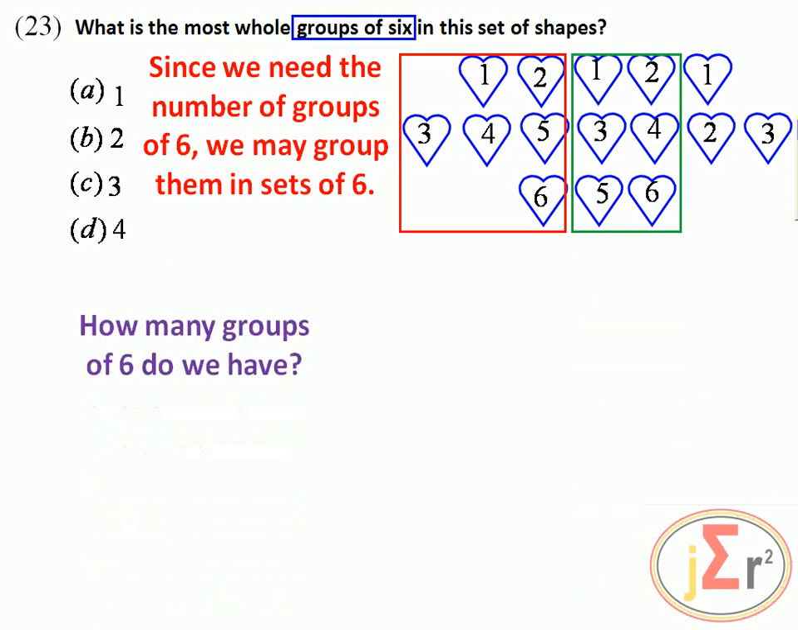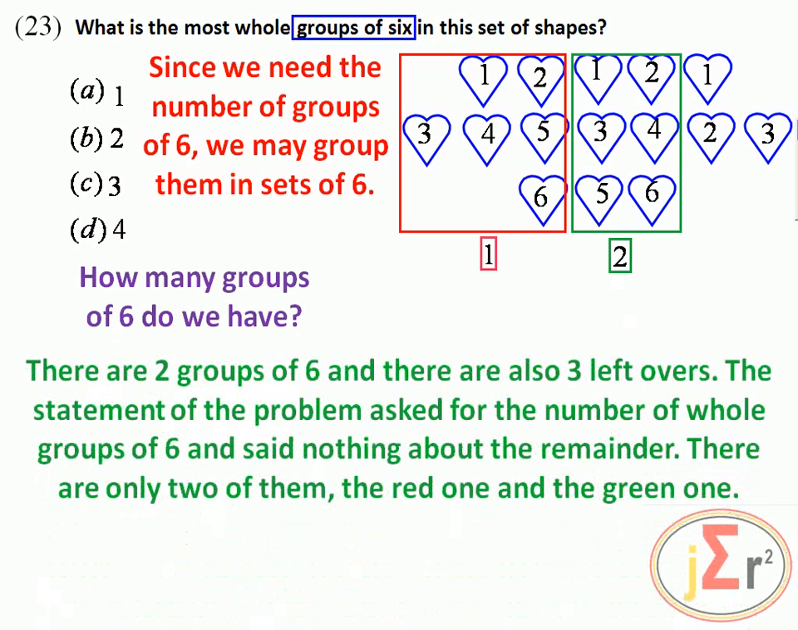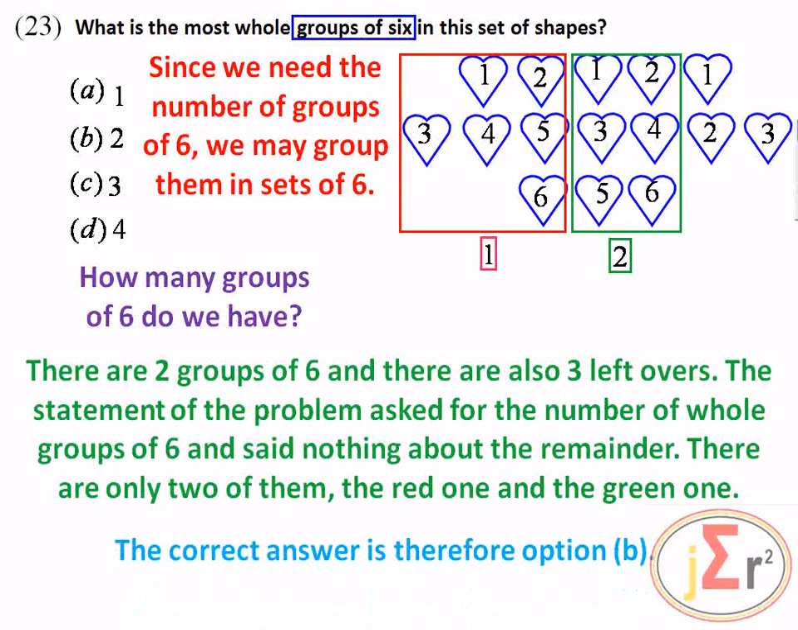How many boxes do we have? 2. How many groups of 6 do we have? We have 2 groups of 6. There are 2 groups of 6 and there are also 3 leftovers. The statement of the problem asked for the number of whole groups of 6 and said nothing about the remainder. There are only 2 of them. Only 2 whole groups of 6. We have the red one and the green one. The correct answer is therefore option B.